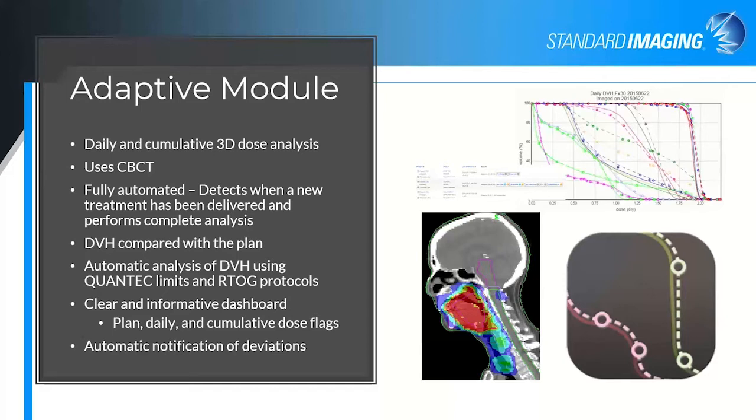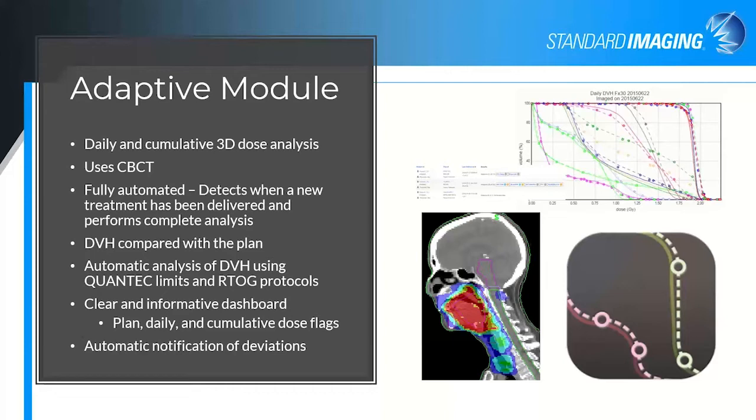The next module, the adaptive module, was clearly built to focus on flagging when one should adapt the plan. A 3D dose analysis comparison compares the calculated dose based on the cone beam CT to the plan dose, both on a daily and cumulative basis. This is a fully automated system that detects when treatment has been delivered and performs a complete analysis.